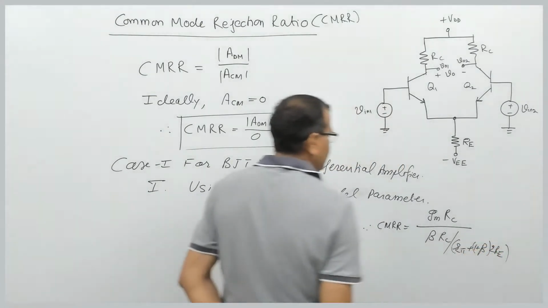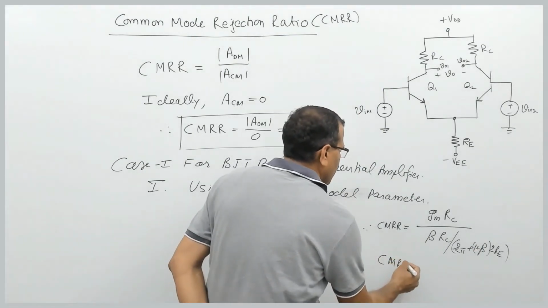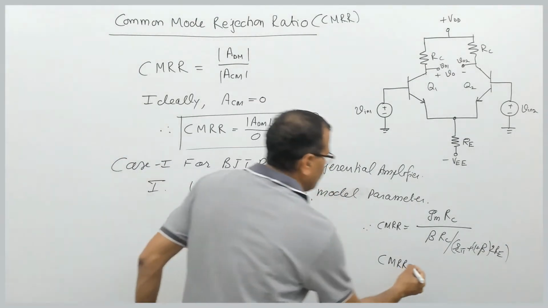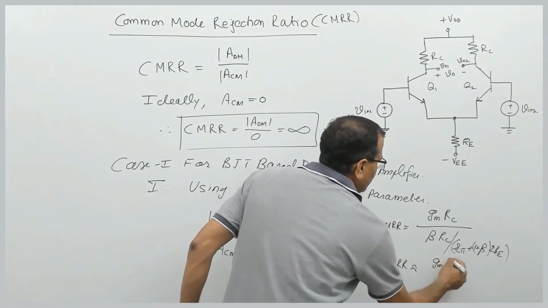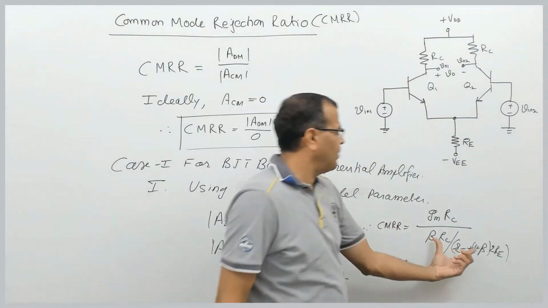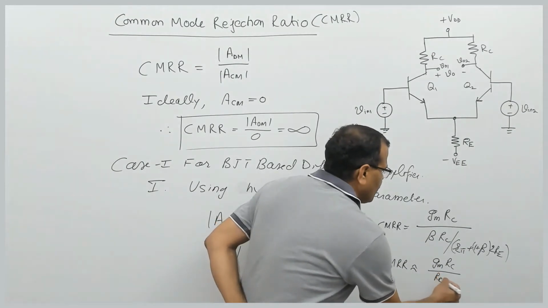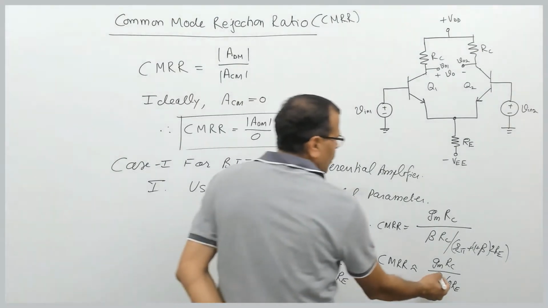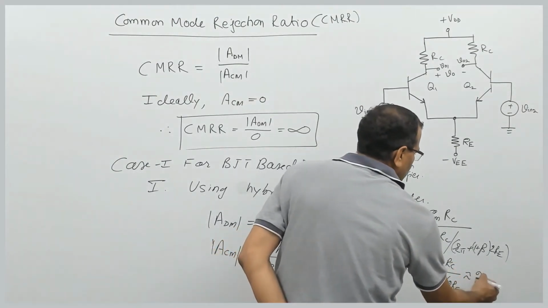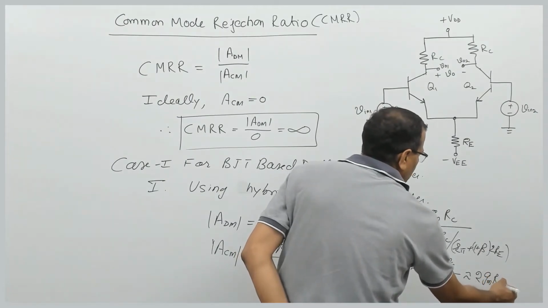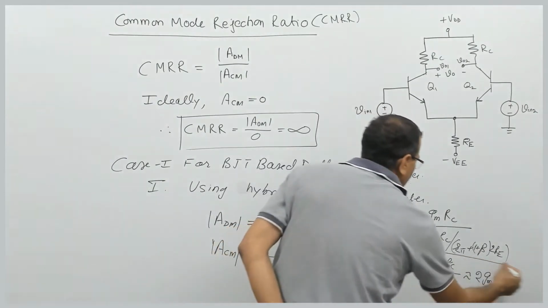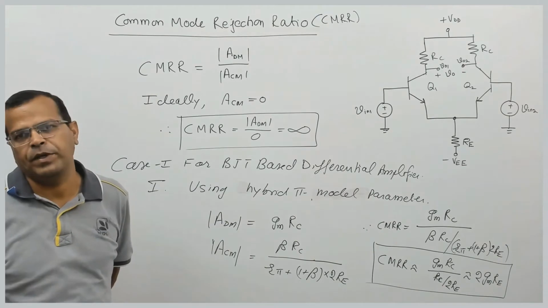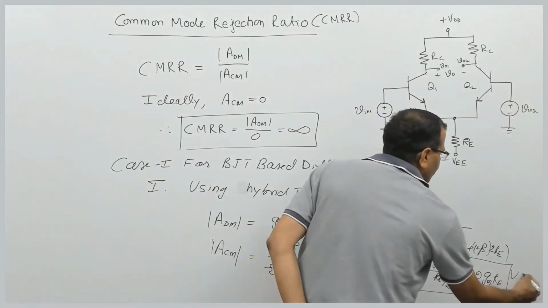Fine. So you can simplify this like this. Remember, if you remember the expression, I can use this approximation, that is gm into RC, this can be approximated to RC by twice RE. You can refer to the approximated expression. So RC gets cancelled out. So that is twice gm into RE. This is the approximated expression of the common mode rejection ratio using hybrid pi parameters. This is very important. You have a lot of questions based on this.